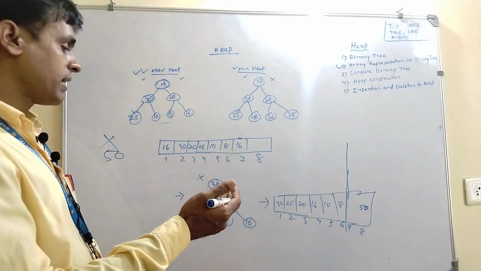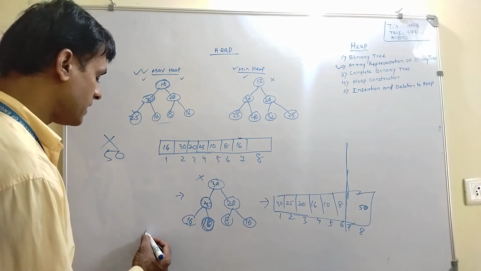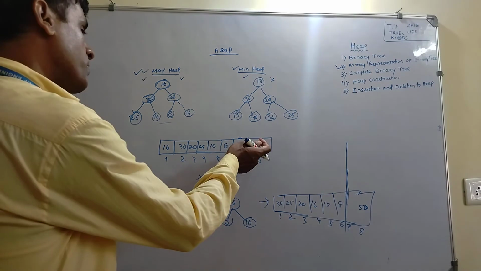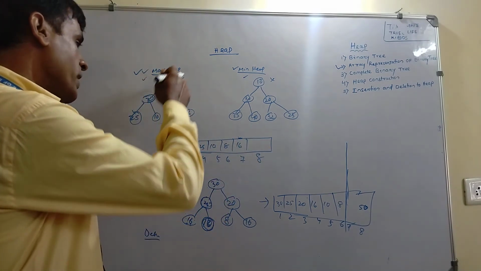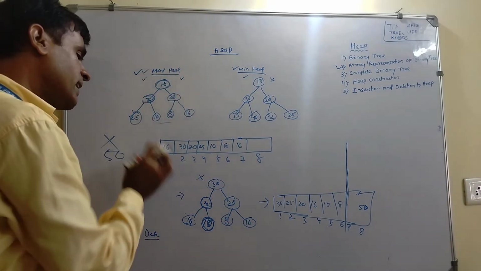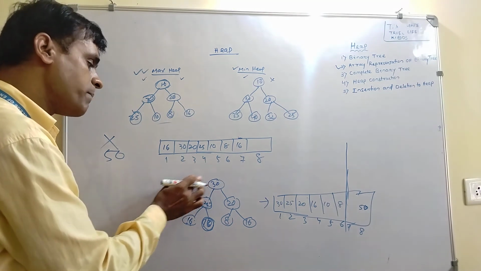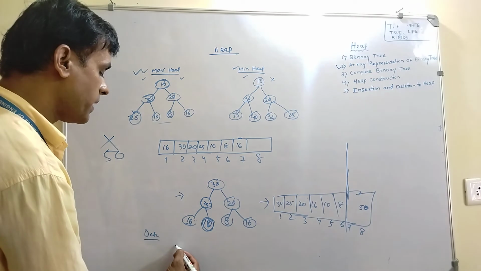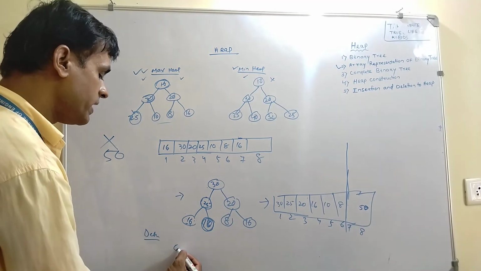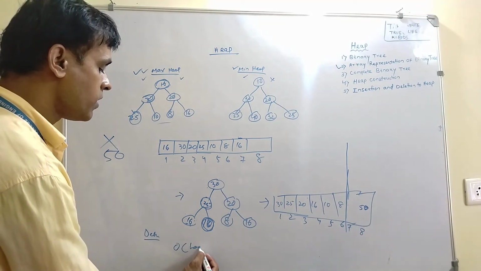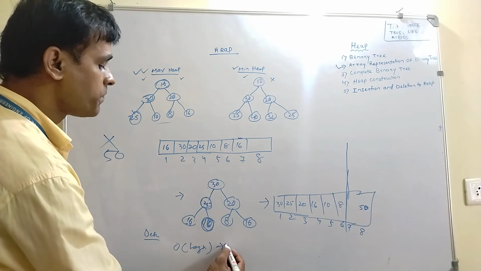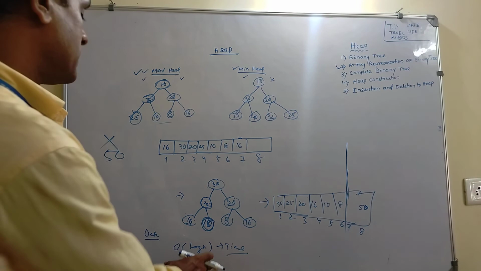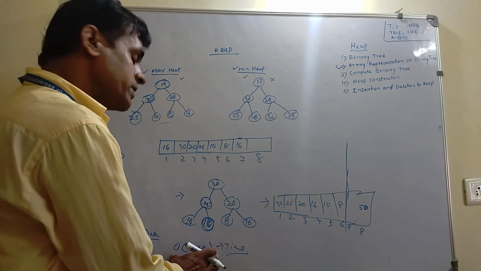Before ending my class, I would like to say that in the case of deletion also, after putting the last element in the root, we again go from top to bottom, readjusting the elements and comparing in the same way with the children. That also depends upon the height of the tree, so it takes order of log n time to adjust. That is the average case time complexity for deletion.